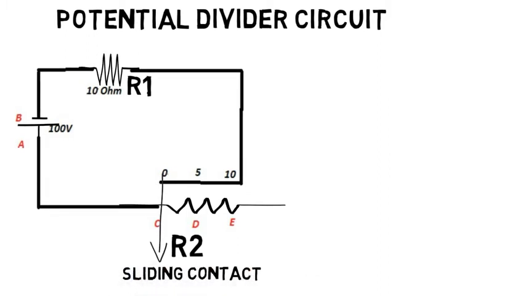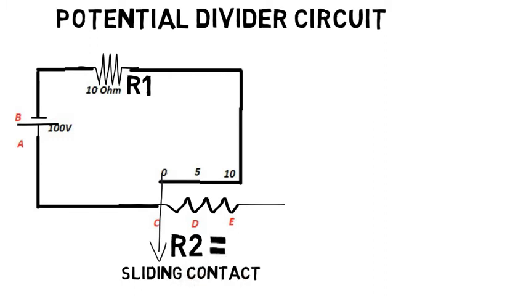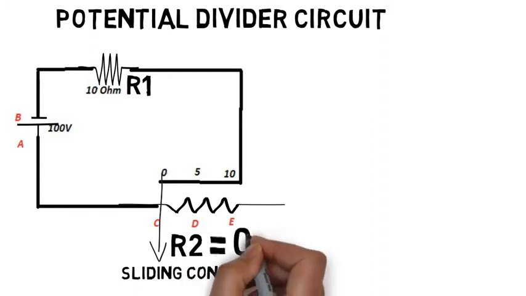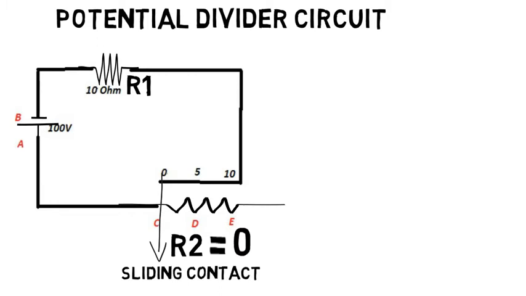So when the sliding contact is at point C, there is no resistance, or zero resistance. When this sliding contact is at point D, there is 5 ohm resistance. And if the sliding contact is at point E, there is maximum resistance, that is 10 ohm.